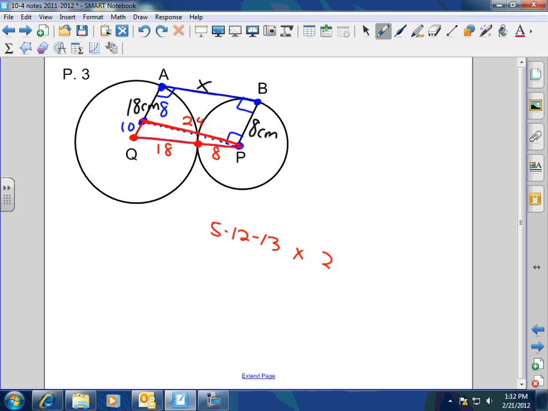Okay, look guys, that's a 90, that has to be a 90. The radius here is 18. This radius is 8. So this distance here is 26. So isn't this a 5, 12, 13 times 2? 5 times 2 is 10. 13 times 2 is 26. 12 times 2 is 24. So what does x equal? 24.